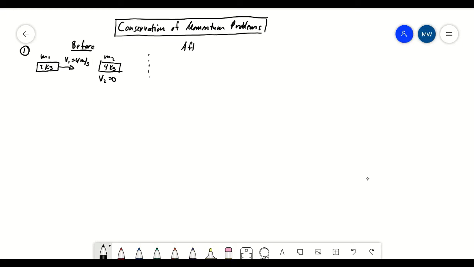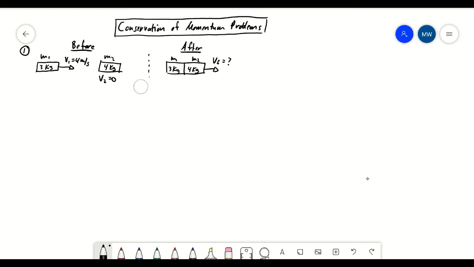So we have an after picture now. We've got M1 and M2, still 3 kilograms for the first one and 4 kilograms for the second one. And now they're moving with some shared final velocity, and that's what we're trying to find. So we know that momentum on this side has to equal momentum on that side. Initial momentum has to equal final momentum. So what we need to do then is find what mass times velocity is for each of these by writing our equation.